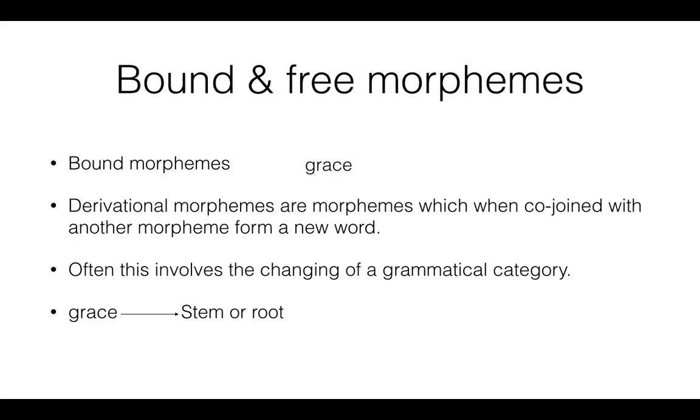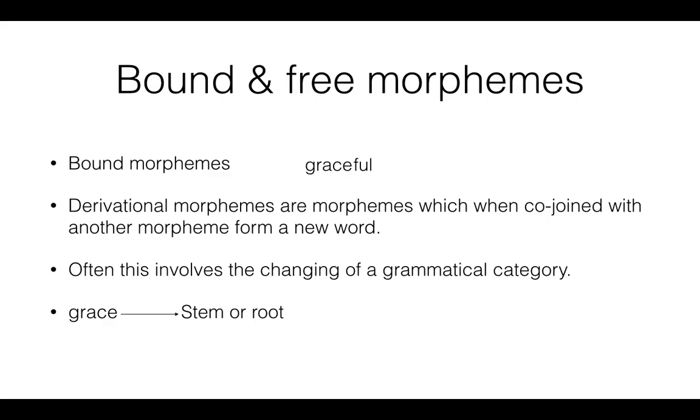Look at this one. We have grace. It's a word. It's a noun. Grace is called the stem or the root, the original word. And then from this word, we can add derivational morphemes, which will result in deriving new words with new grammatical categories. So, grace here, let's see what happens. We have graceful. No more a noun, now it becomes an adjective because we have added the derivational morpheme ful.